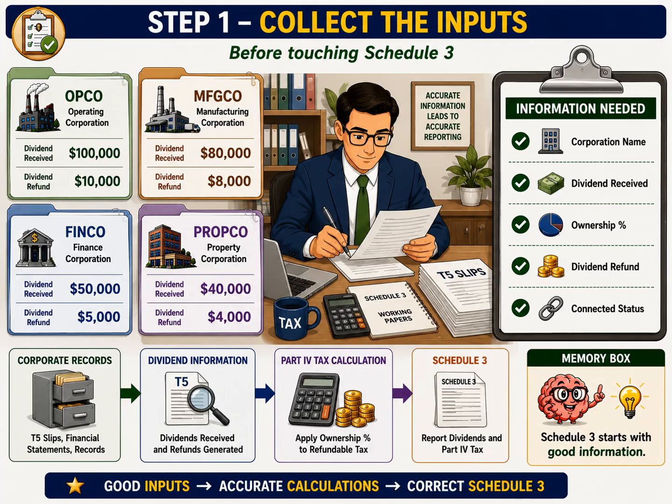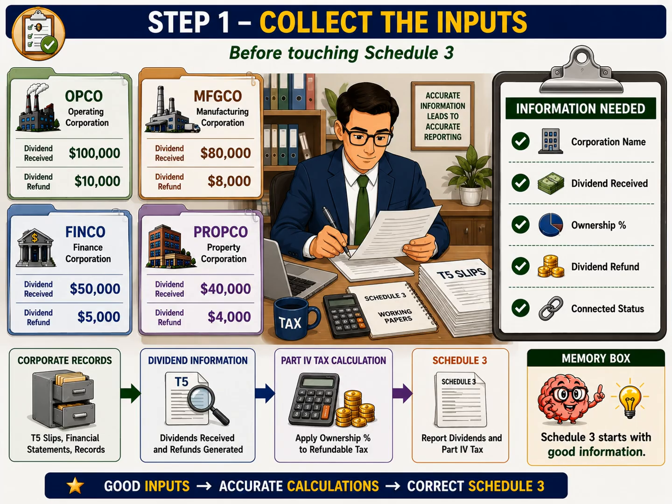Let's look at the information we have collected. From OpCo, Holdco received a dividend of $100,000, and OpCo generated a dividend refund of $10,000. From MEFGeco, Holdco received a dividend of $80,000, and MEFGeco generated a dividend refund of $8,000.